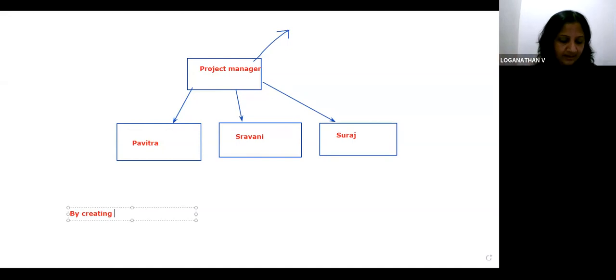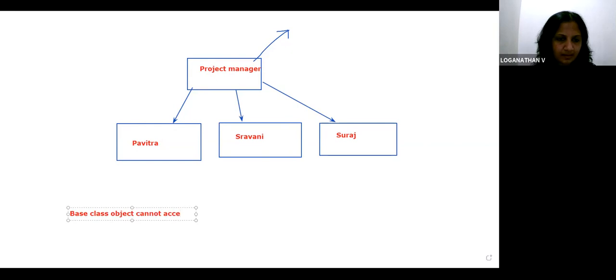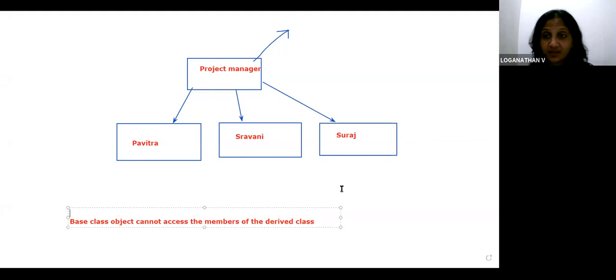By default, by creating an object of the base class, or I'll not say it like this. How do I say that? Base class object cannot access the members of the derived class. You guys clear with that point? In inheritance, I'm talking about, whereas the derived class object can access the data from the base class also. Is it clear to you? Everybody, have you understood this point? Yes, ma'am. What I wrote here, is this point clear?